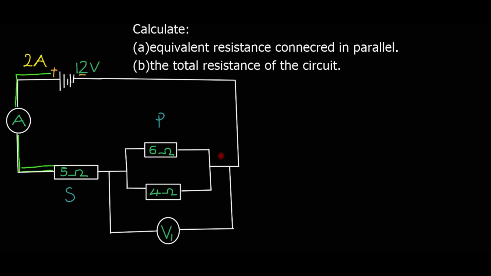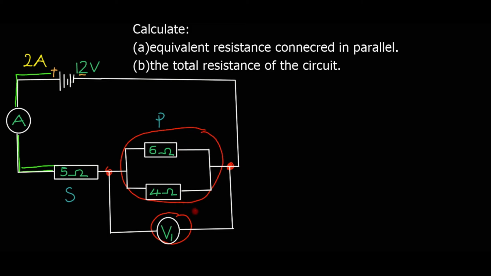And then another thing, we have a voltmeter. This is a voltmeter. A voltmeter is the instrument that is used to measure the voltage. It is the instrument to measure voltage. You can see that this voltmeter is connected between this point and this point, so that it measures the voltage of these resistors in parallel.